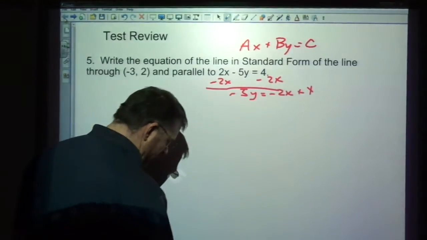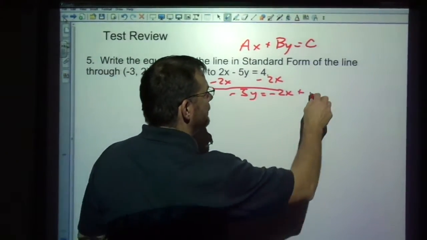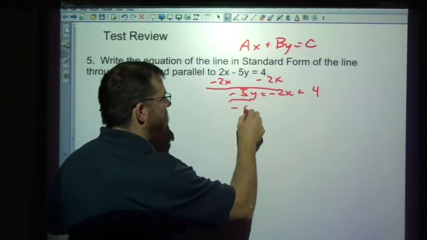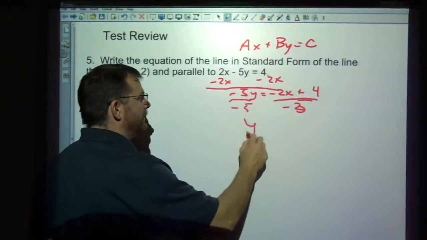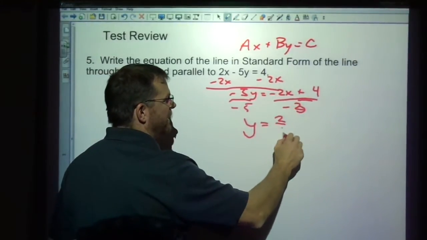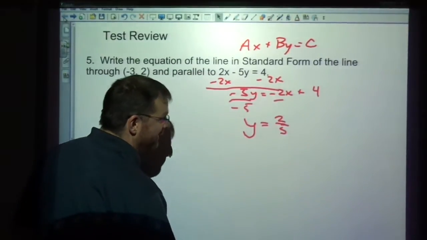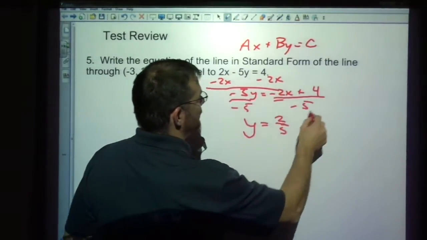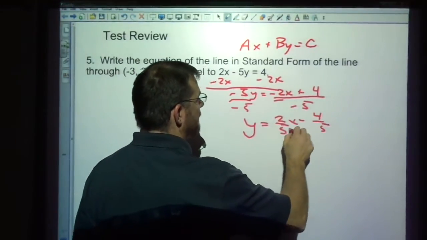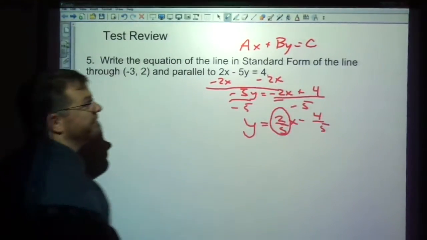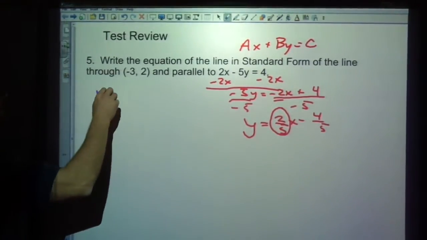Whoa, this is not reading very well. What is wrong with my smartboard? And then divide by negative 5. That's 2 divided by 5. Boy, this is really sloppy. I just can't even. Wow. 2 divided by 5 x minus 4 divided by 5. So this is the slope of that red line, and I'm going to use that slope with my line over here.